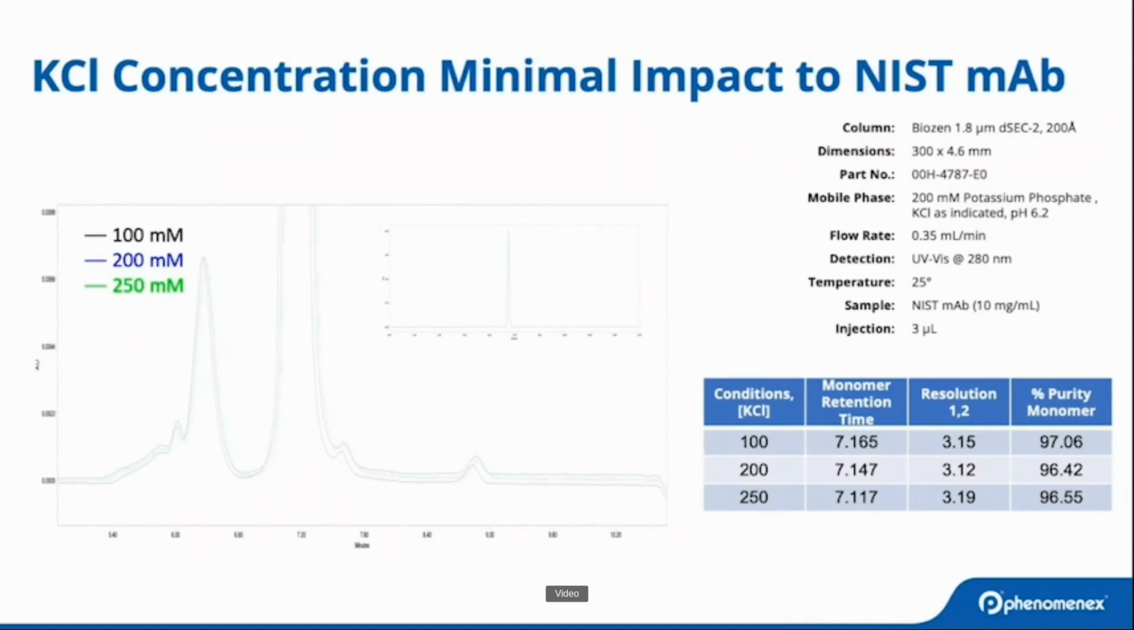So the experimental design here was to take the standard USP formulation of 200 millimolar potassium phosphate, 250 millimolar potassium chloride at pH 6.2 and modify each component. And the first example modulates ionic strength of the mobile phase with potassium chloride. And even from 100 to 250 millimolar, a nominal difference is observed, with peak areas being relatively similar even with low concentrations of potassium chloride.